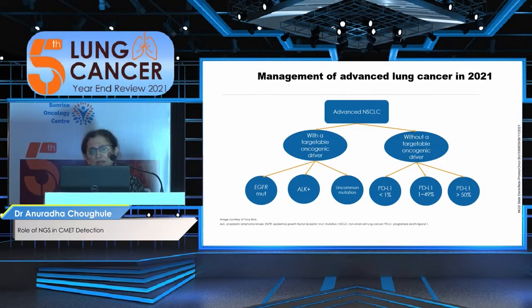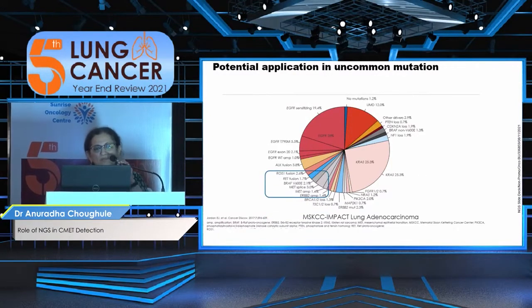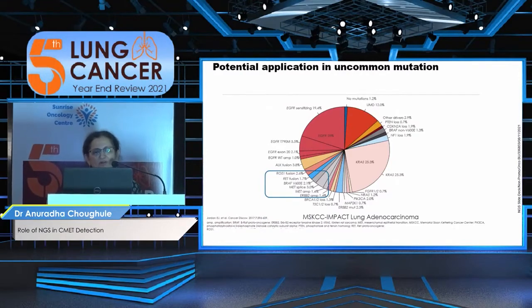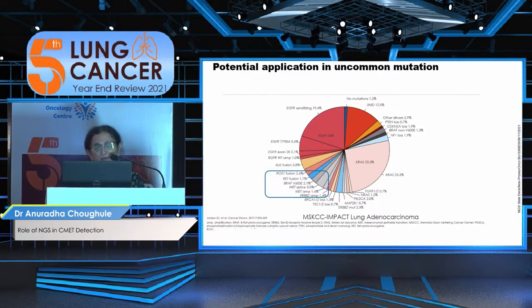And when there are no targetable oncogenic driver mutations, you would look for PDL1 and other immuno-oncology biomarkers. So, as I said, other than EGFR sensitizing mutations, you get to see the uncommon mutations in a very small percentage, like ROS, RET, BRAF, and ERBB2.